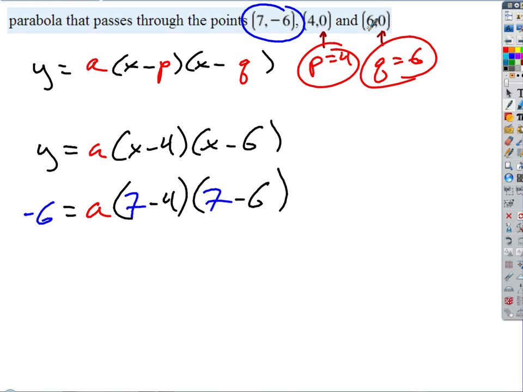Our goal here is to use this information to identify the values of a and p and q, so that we can come up with a function that fits this. Because this fit factored form, this works out pretty well. We were given 2 pieces of information that we need directly: we were given p and q. But we still have to find a, and that's where this other point comes in.